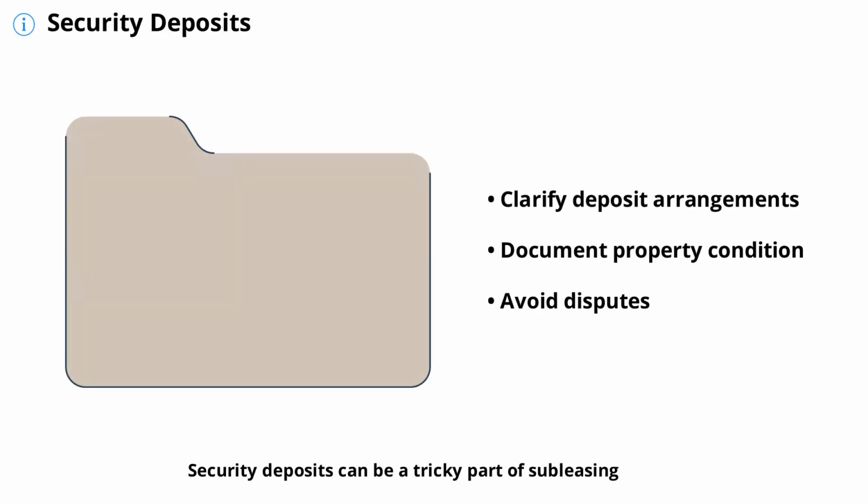Security deposits can be a tricky part of subleasing. The original tenant may have paid a deposit to the landlord, but the subtenant might also be asked to provide a deposit to the original tenant. It's important to clarify who holds the deposit and under what conditions it will be returned. Documenting the property's condition before and after the sublease can help avoid disputes over damages.